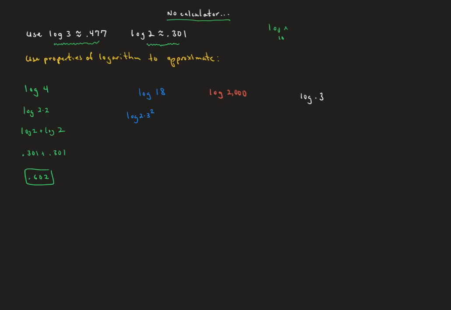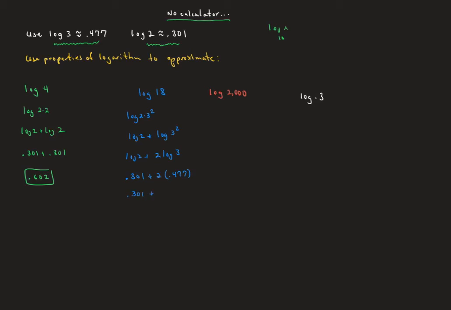Now, using our properties of logarithms, the log of a product is the sum of the logs. So we're going to get the log of 2 plus the log of 3 squared. Now, the log of 3 to the second, we can bring that exponent in front. That's 2 times the log of 3. Now we know that the log of 2, we're going to say, is about 0.301. And then the log of 3 is about 0.477.